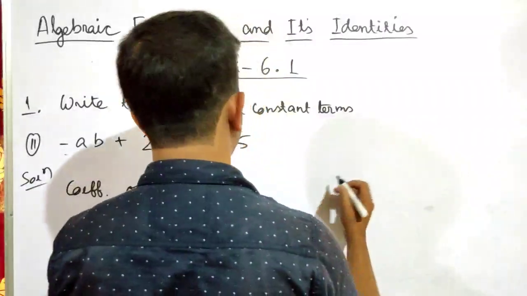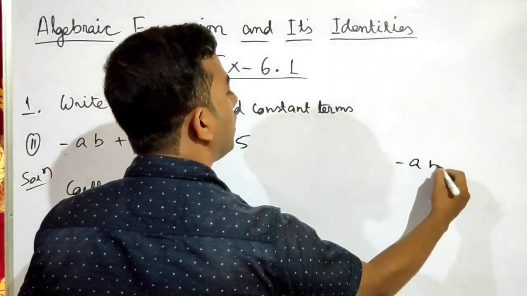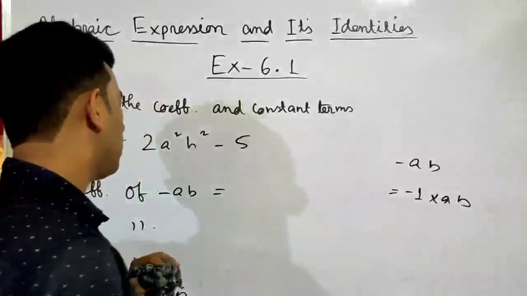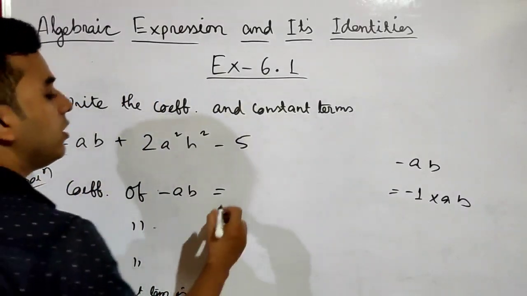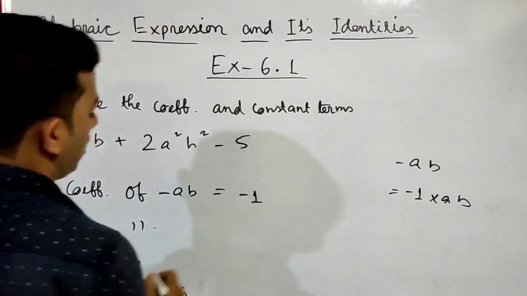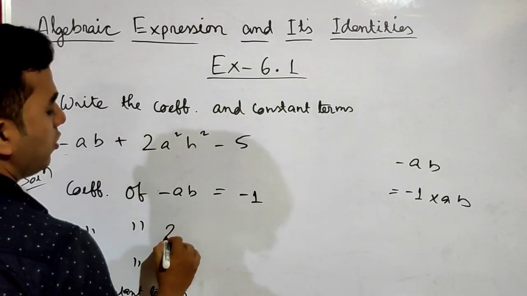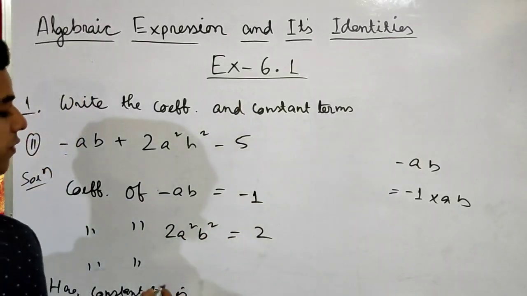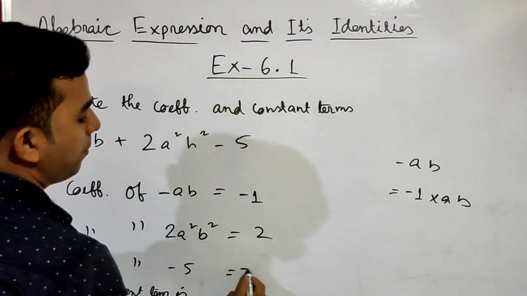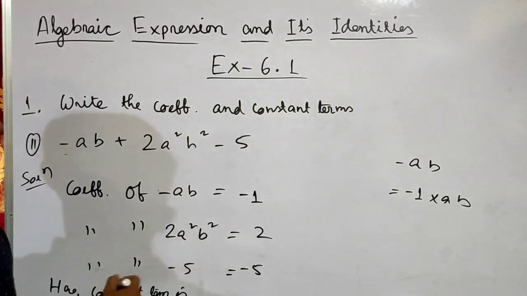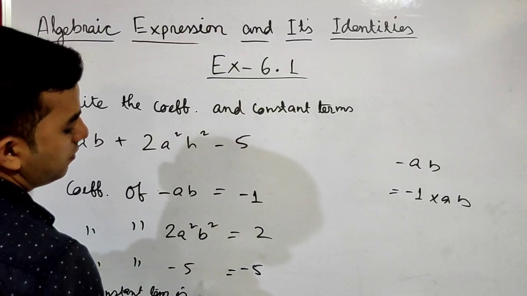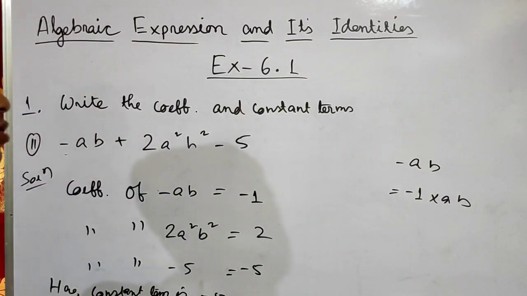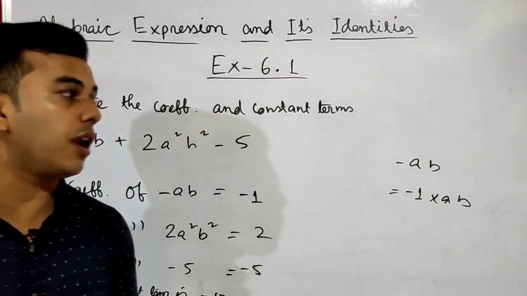So look, this minus ab can be written as minus 1 into ab, isn't it? So the coefficient of minus ab is minus 1. Then the coefficient of 2a square b square is 2. And the coefficient of minus 5 is minus 5. And the constant term here is minus 5. Clear? Okay, so this is how we can find out the coefficient and the constant term.